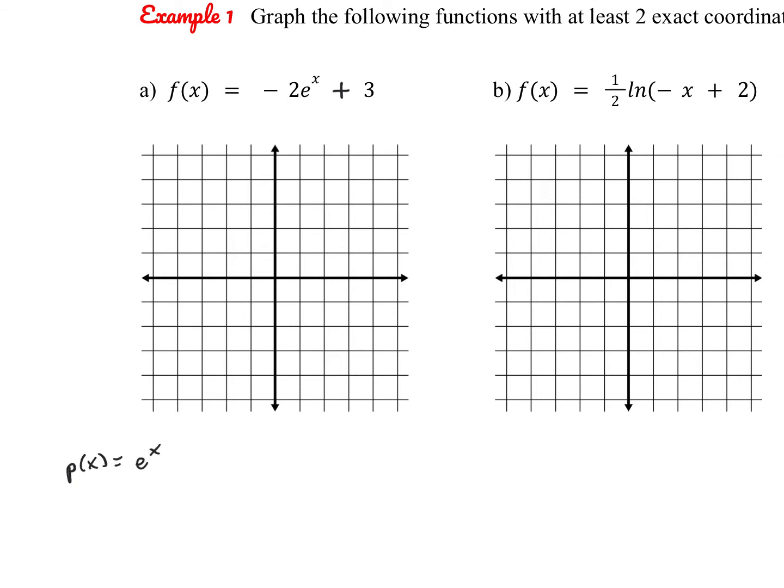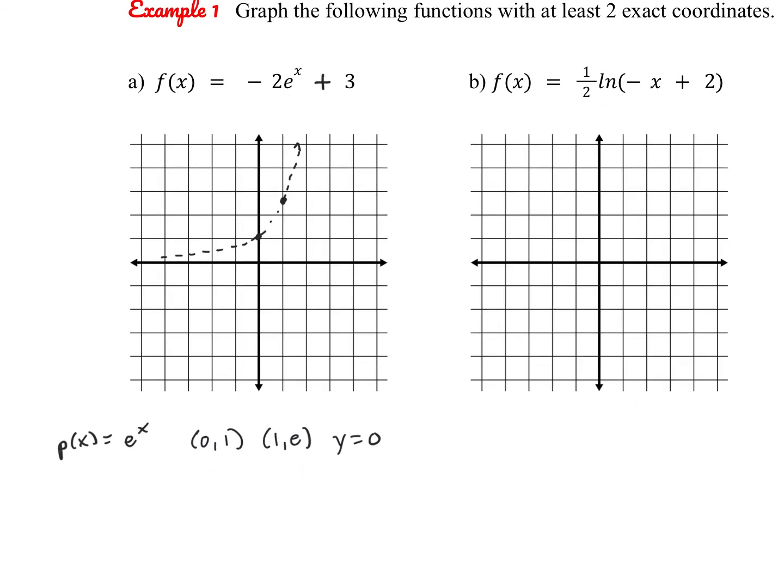And if it helps, you can kind of sketch in what that parent function would look like. You want to, but you don't have to. But we can take our two key points from this graph, which in this case would be (0, 1) and (1, e). And we could also take our horizontal asymptote from our parent function, which is y equals 0. And then we could transform it based on what we see in the graph.